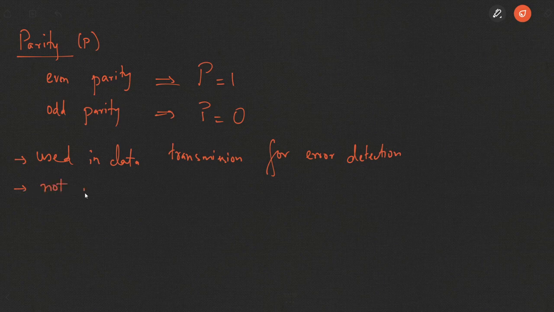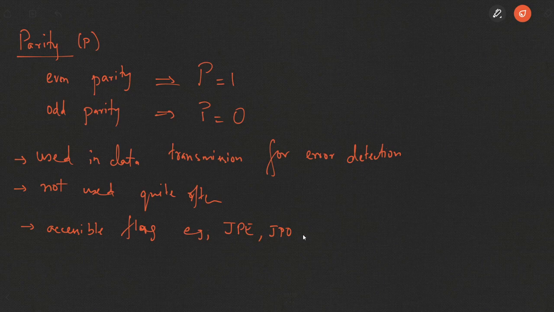Not used quite often. Again, it's an accessible flag. So there will be instructions like JPE, JPO, jump if parity is even, jump if parity is odd.